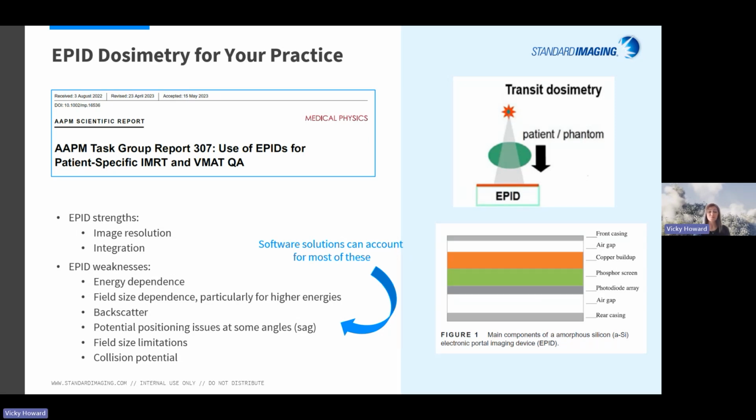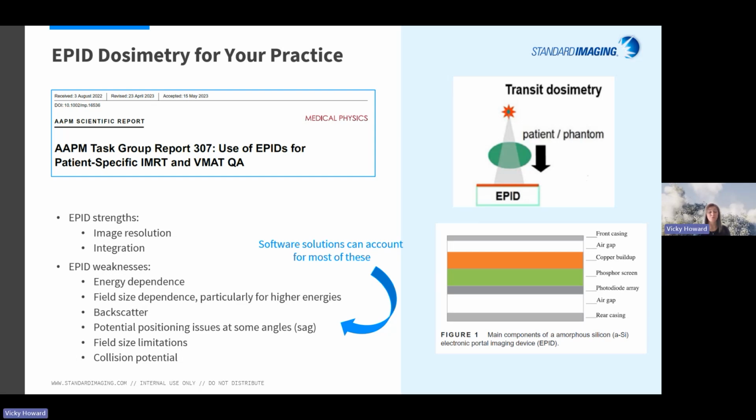Now, there are strengths and weaknesses with EPID technology, amorphous silicon EPID panels. Two of the great strengths are image resolution. You can't beat the image resolution of an EPID panel. No other QA device external to the linac has similar resolution. Also, it's so easily integrated into your clinical workflow from a pre-treatment QA perspective as well as for every fraction.